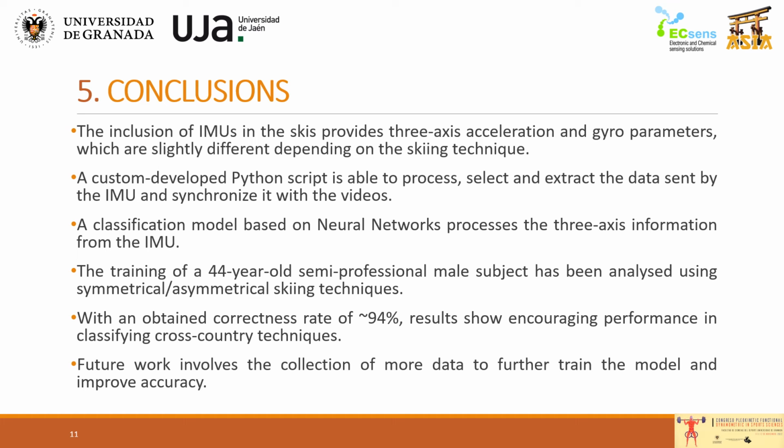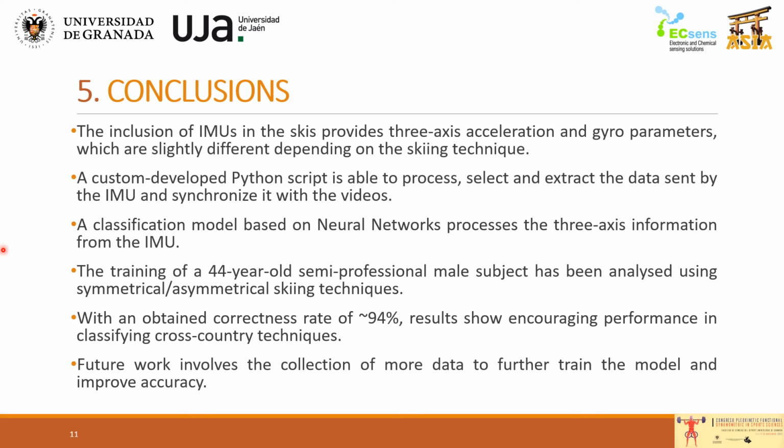Here we have a quick recap of the main points of this work. We have included IMUs in the skis and the waist to obtain the 3-axis acceleration and gyro parameters during the practice of cross-country skiing, which are slightly different depending on the particular technique. A Python script has been developed to process, select, and extract the data sent by the IMUs and synchronize it with the videos. Also, a classification model based on neural networks has been implemented to process the 3-axis information from the IMUs in the skis.